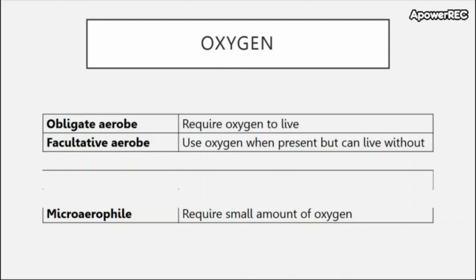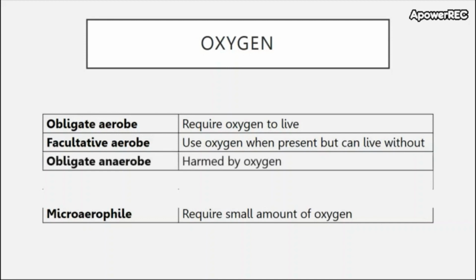And so we need to do things really efficiently. So we use oxygen in order to survive. But facultative aerobes might prefer the presence of oxygen, but they have ways to survive without oxygen.